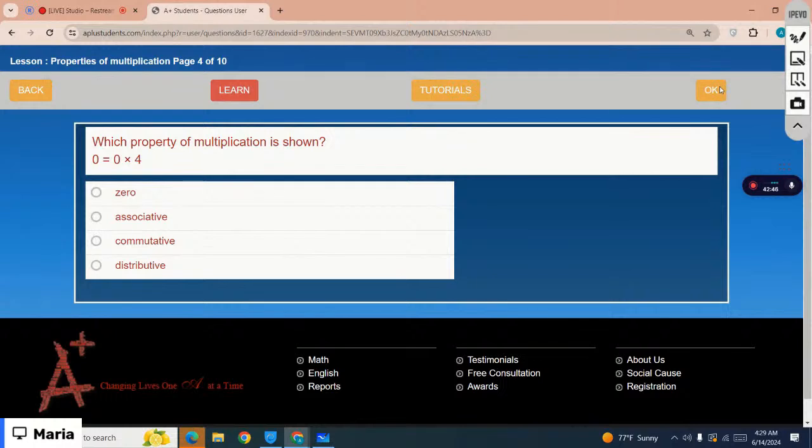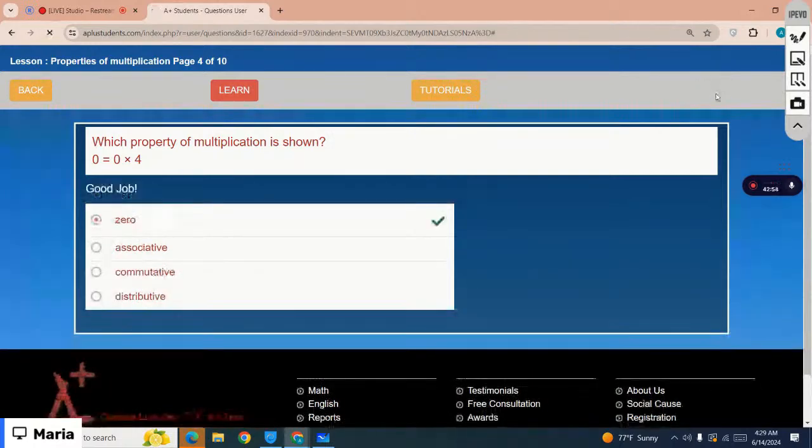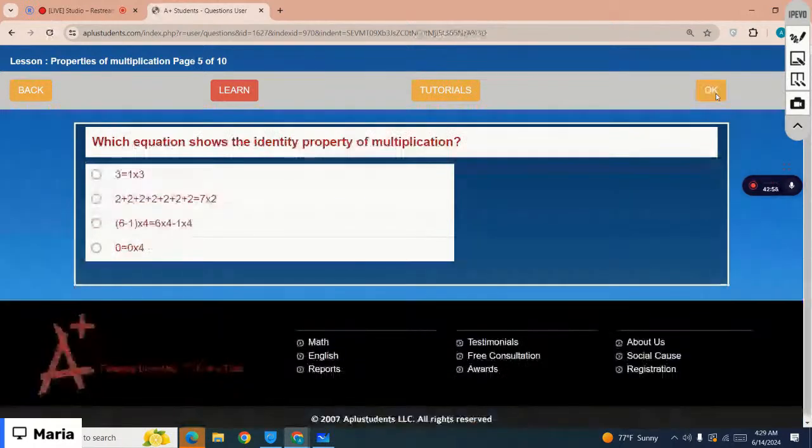The correct option is 0 equals 0 times 4. Yes, that is zero property. Option number 1 is the correct option. Which equation shows the identity property of multiplication? So which is the correct option?